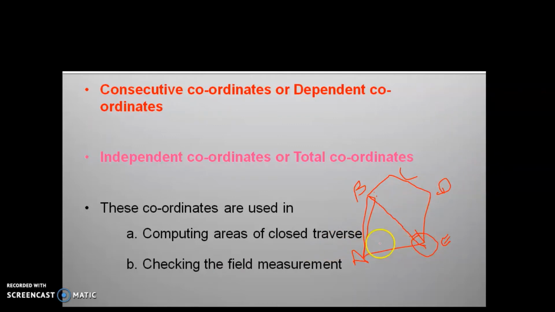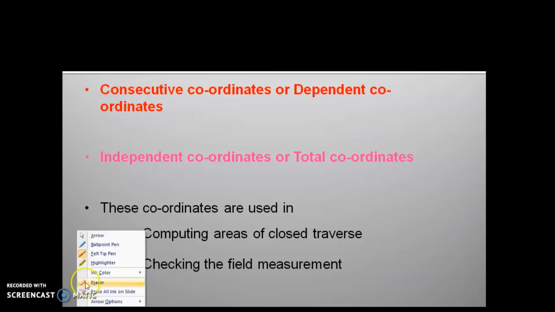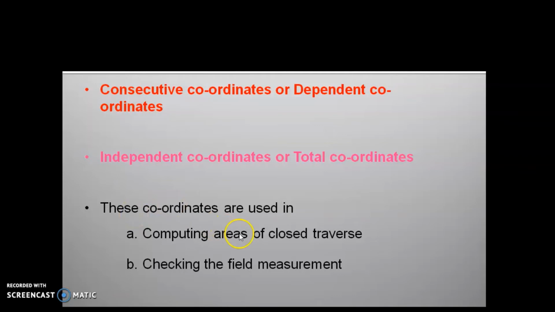Then come and plot all these things and check the distance between B and E, such that whatever measurement you got in the field should match with the plotted conditions, so that your work is perfect. If not, some error has crept in. For these reasons, these consecutive coordinates or independent coordinates are very much useful.